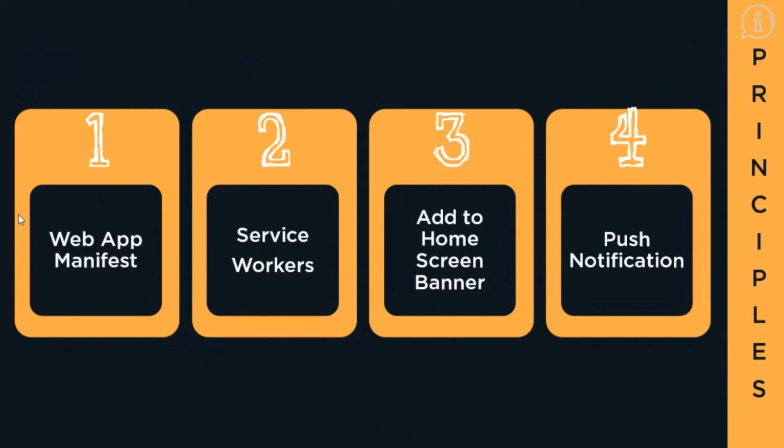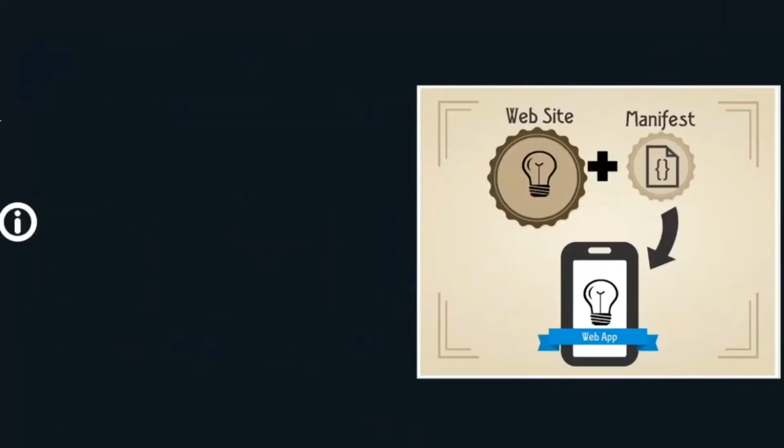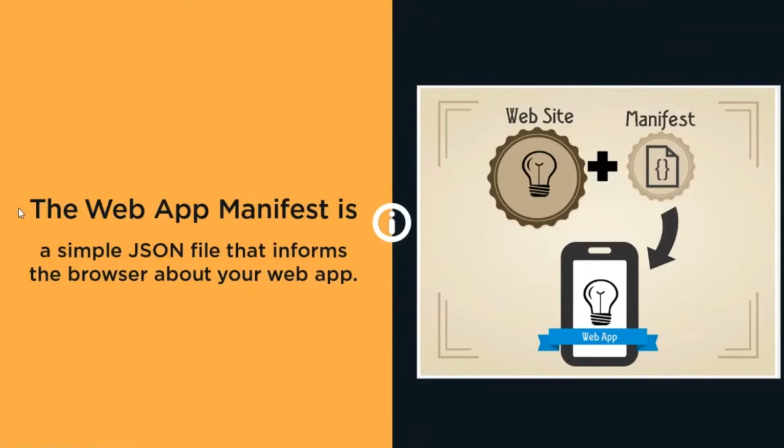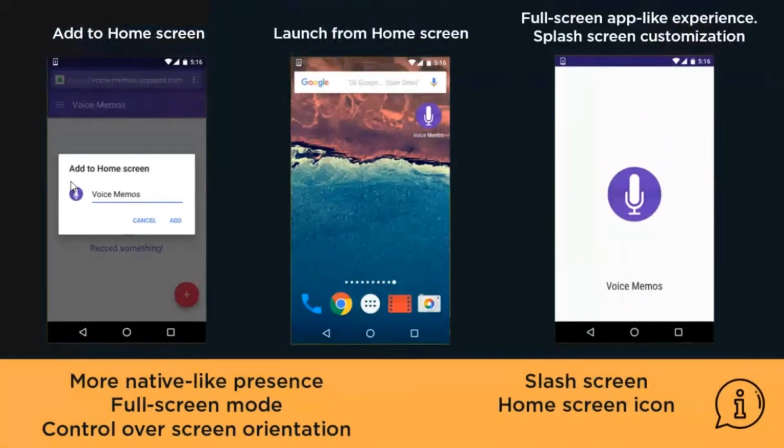First one is the web app manifest. The web app manifest is a simple JSON file that informs the browser about our web app. It tells how it should behave when installed on the user's mobile device or desktop. And to show the add to home screen prompt, the web app manifest is required. The manifest enables our web app to have a more native-like presence on the user's home screen.